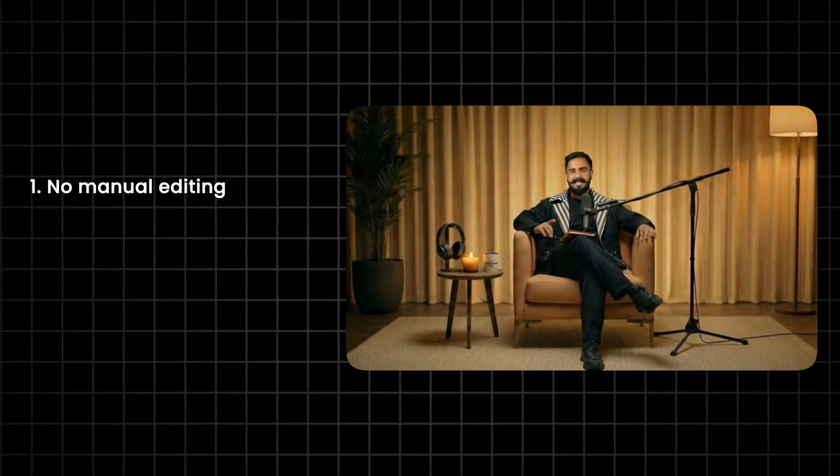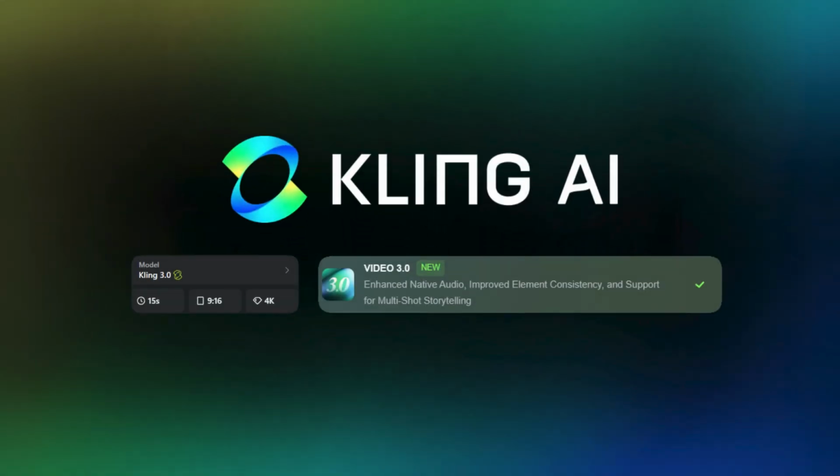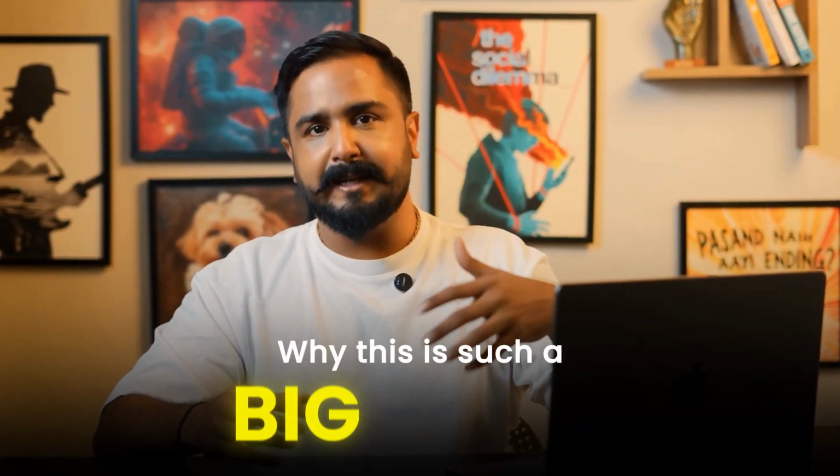Let's start with something crazy. This entire sequence was generated from a single image. No manual editing, no external lip sync, no third-party animation tools. This is Kling 3.0. Now let me explain why this is such a big deal.